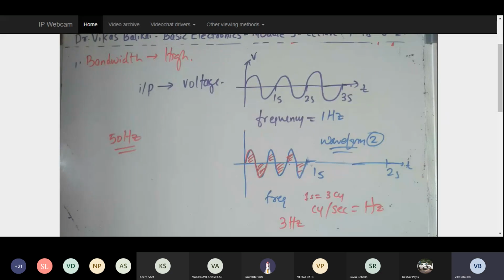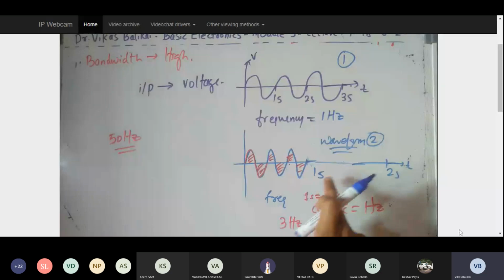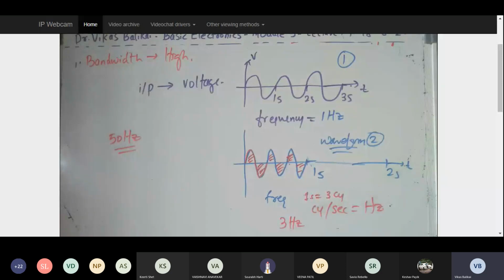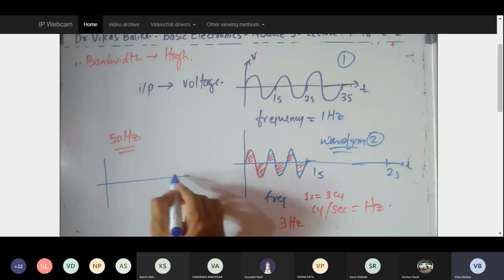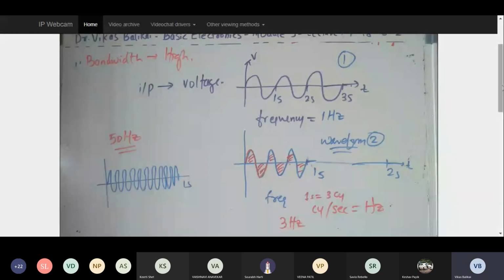Now I'll ask a simple question. Compared to waveform number 1 and waveform number 2, which is easier to quickly analyze? Waveform number 1. There is no complexity, it is a simple waveform. 1 second, 1 hertz. Here, look, 1 second has 3 cycles. It is getting complicated. Now if I try to draw this particular waveform, for example, if this is my 1 second, I'll be drawing 50 times this time. So this is how exactly it may look. So things will be pretty complex, right?